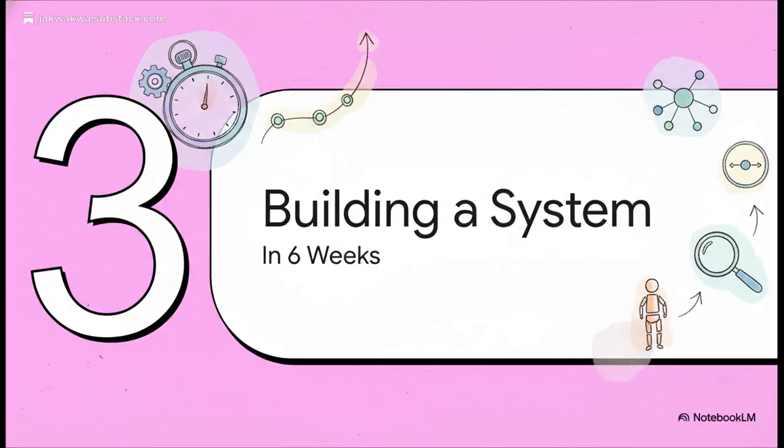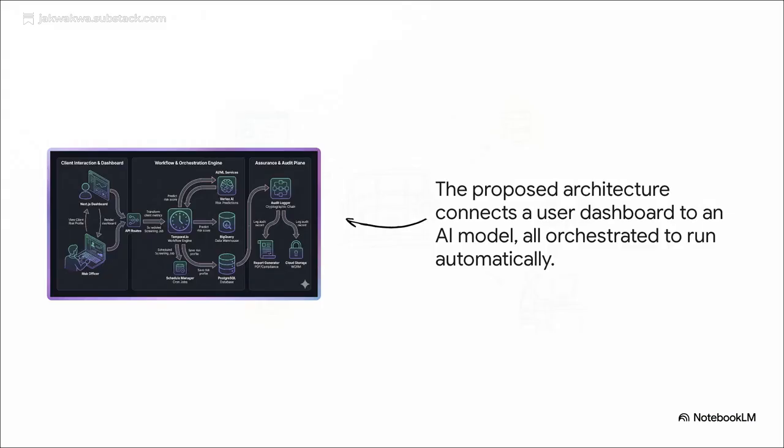And because they kept that scope so incredibly tight, they were able to do something amazing. They built a fully functional end-to-end AI system in just 6 weeks. Let's see how they pulled it off. So this is the blueprint. Now, don't get too caught up in all the different boxes and arrows.